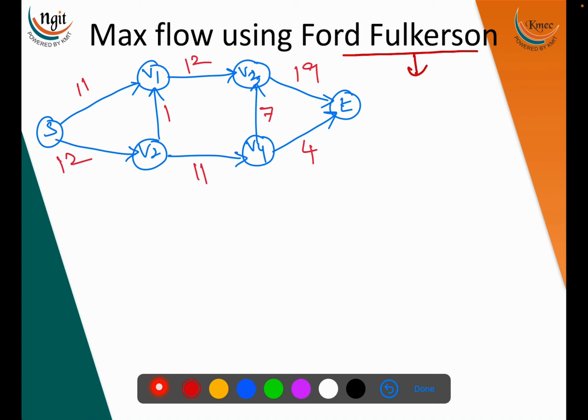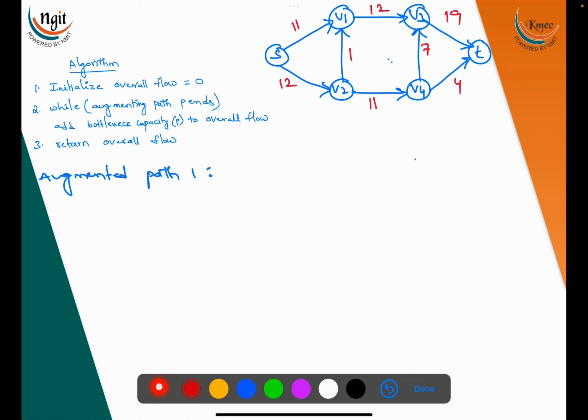Now we'll get started with the flow of the Ford-Fulkerson algorithm to solve this max flow. The algorithm is: we initialize the overall flow equal to 0. Then we find an augmenting path P, and we repeat this loop until it ends. For each and every path, we find the bottleneck capacity and add it to the overall flow. Initially the overall flow is 0.